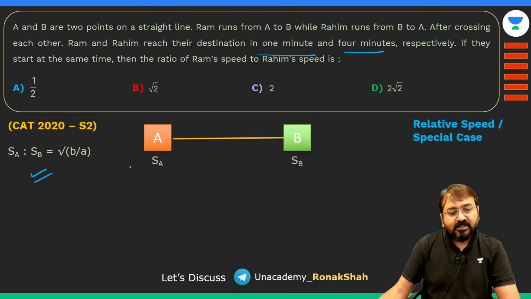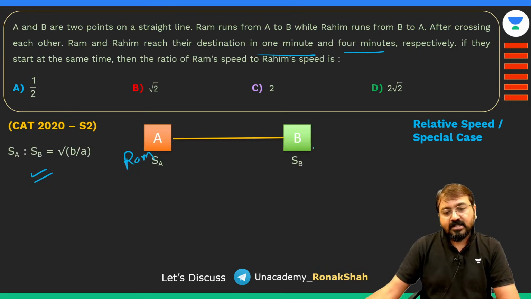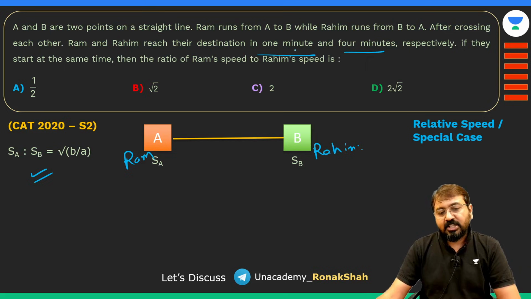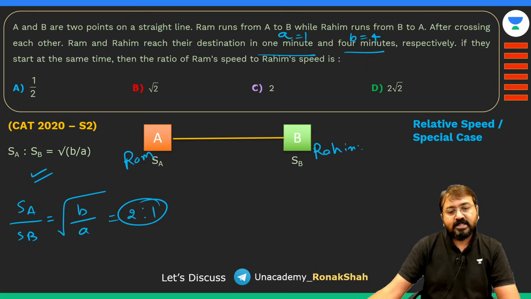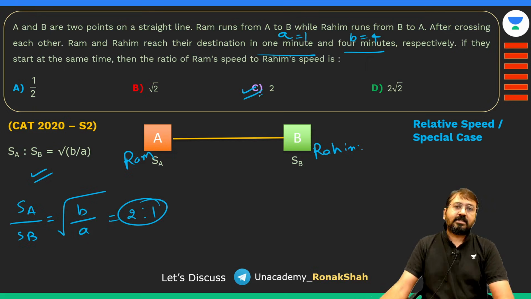So speed of, say this is A means Ram and this is Rahim, right? So after meeting, Ram and Rahim reach the destination in 1 minute and 4 minutes respectively. So this is your A is equal to 1 and B is equal to 4. We need to find the ratio of speed of Ram to Rahim. So SA upon SB should be equal to under root of B by A. So I can say this is going to be 2:1, or you can say 2. So you can tick mark option C.